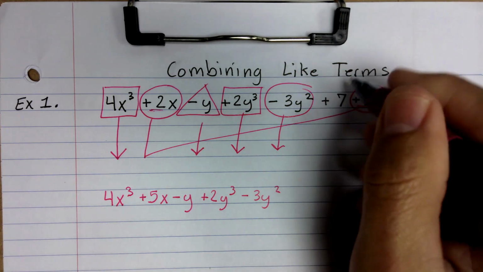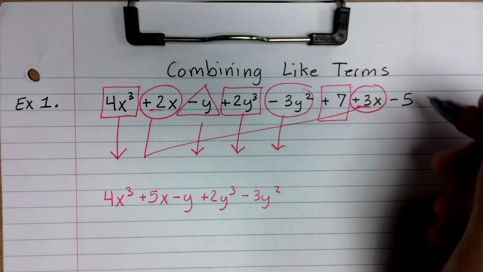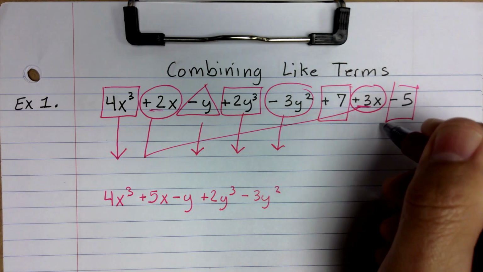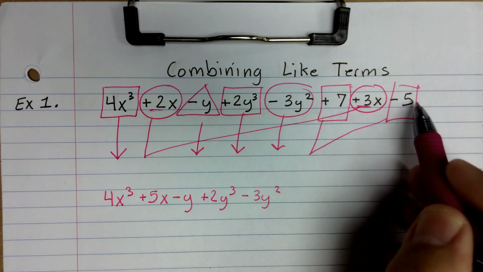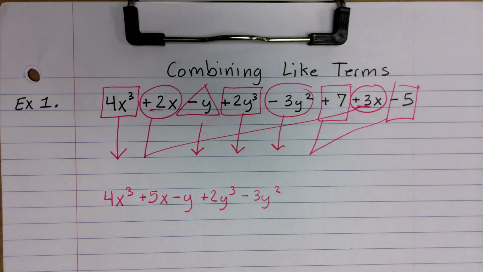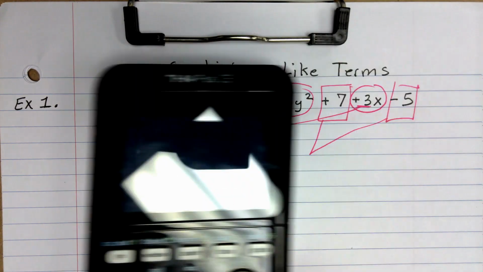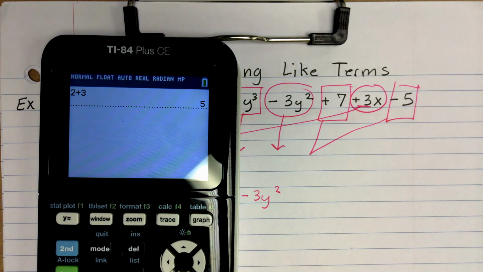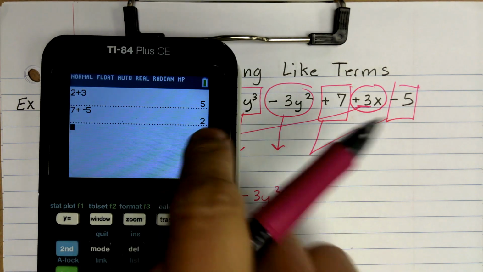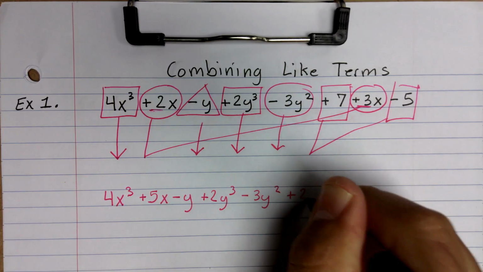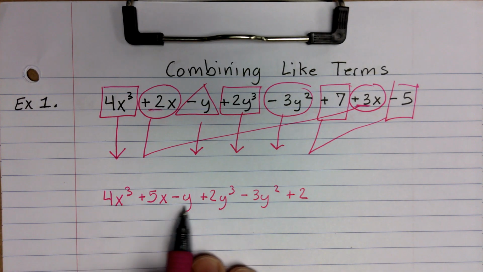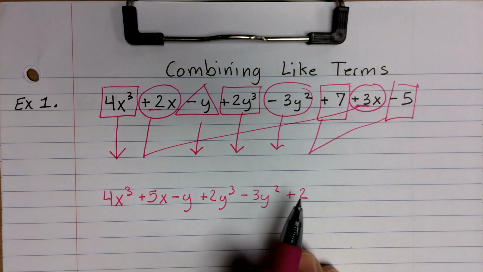And then the last thing that I have is I notice I have this 7 and I have this negative 5. So those we can put together. Neither one of them have a variable, so they're constant values, and we can put that together with the calculator. So I'm going to go ahead and get my calculator, and I'll do positive 7, so 7 plus negative 5. And it gives me 2. So I'll write that right here, plus 2. Now, there's nothing else that we can combine here. This is as combined as you can get.